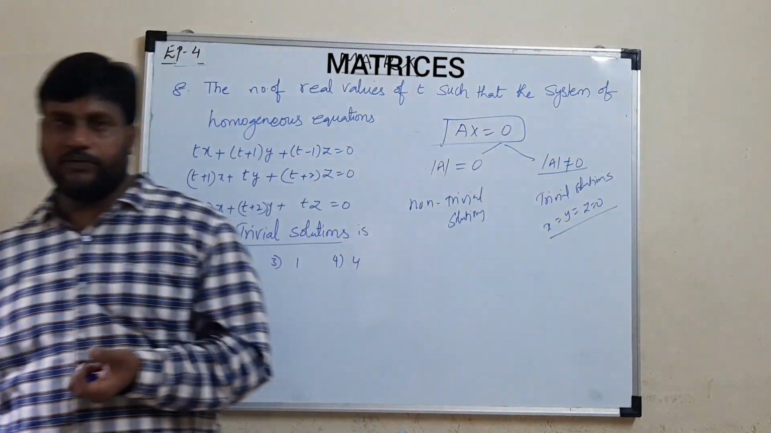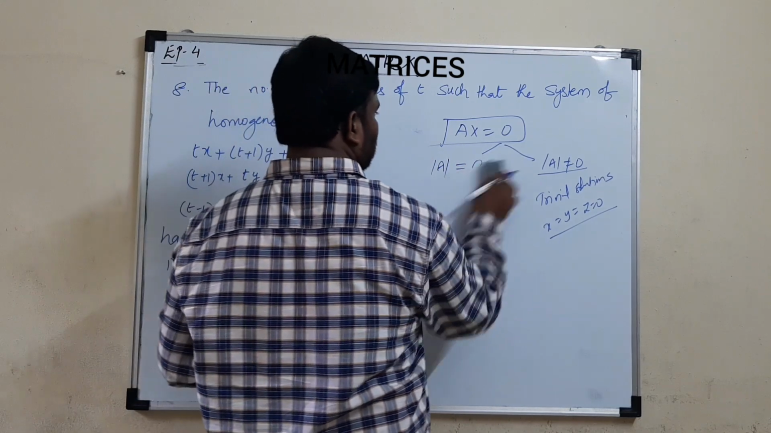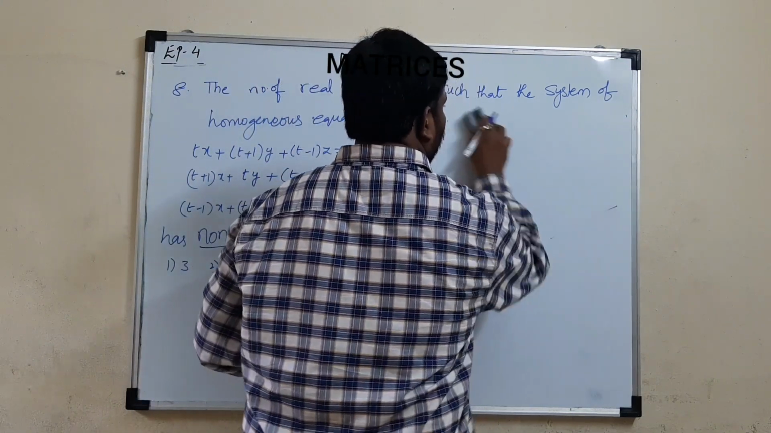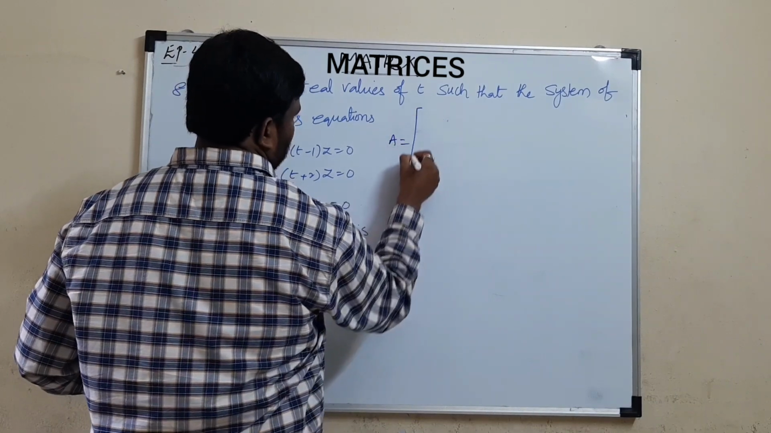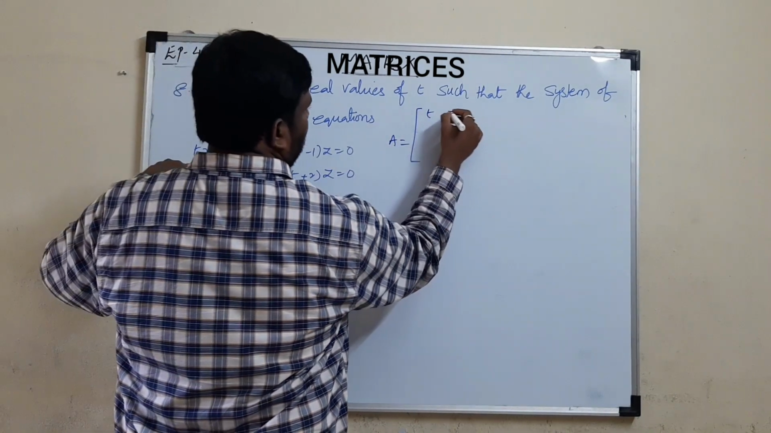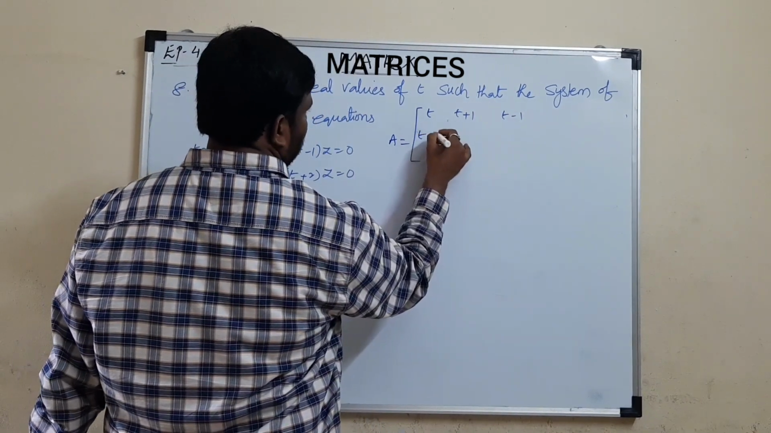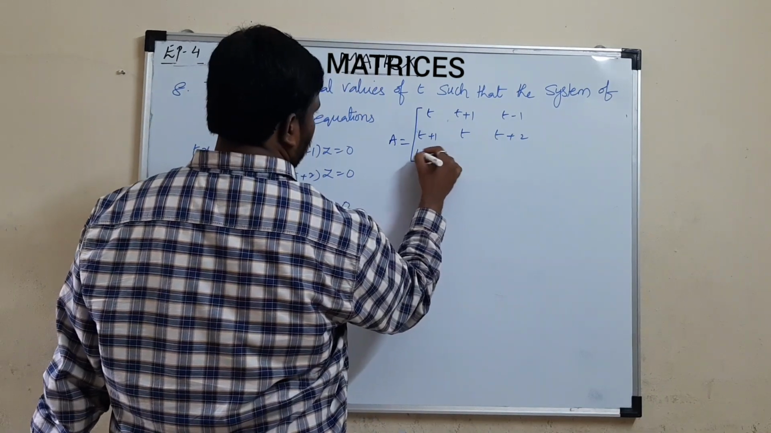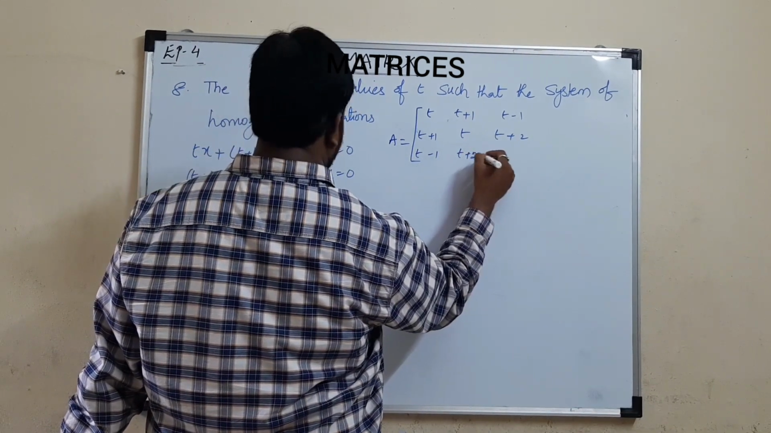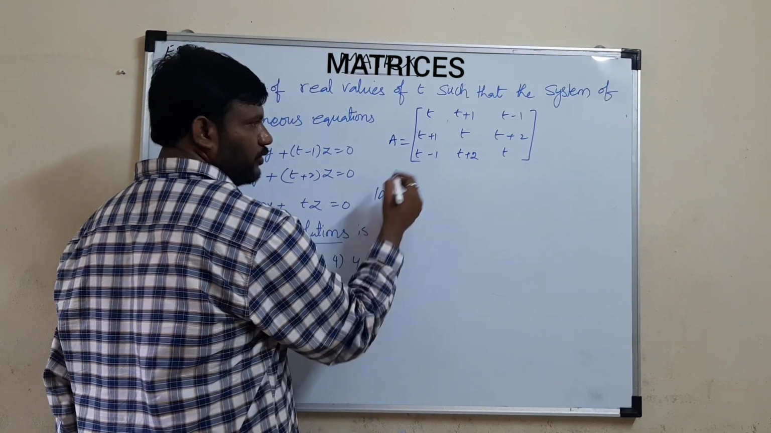So in the question also they gave non-trivial, right? So I use the concept delta equal to 0. Just put delta equal to 0. First of all, you take the coefficient matrix here. What is the coefficient matrix? So t plus 1, t minus 1, t plus 1, t plus 2, then t minus 1, t plus 2, t. Now find the delta for this. So here I use direct operations.